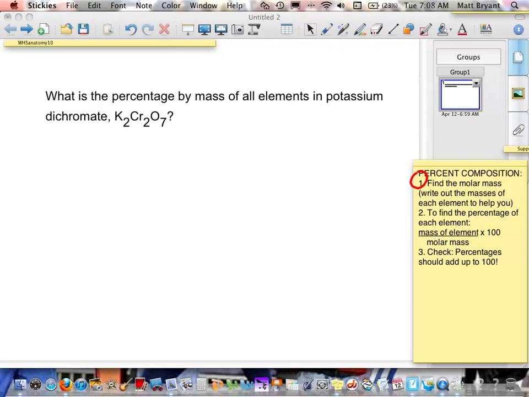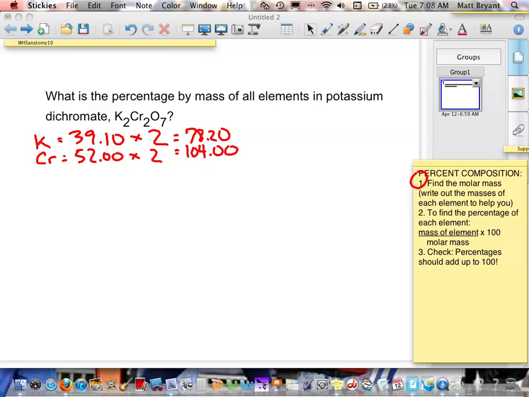So, I'm going to go ahead and calculate the molar mass, and I'm going to write it right up on the screen. So, with potassium, if I look up the mass, it's a mass of 39.10. And remember, we're rounding all our masses to the nearest hundredth. We multiply that by 2, and we get 78.20. With chromium, which isn't something we see very often, but it's easy enough to look up, we have a mass of 52, and we also have 2 of those according to the subscript in the equation, and that gives us a total of 104.